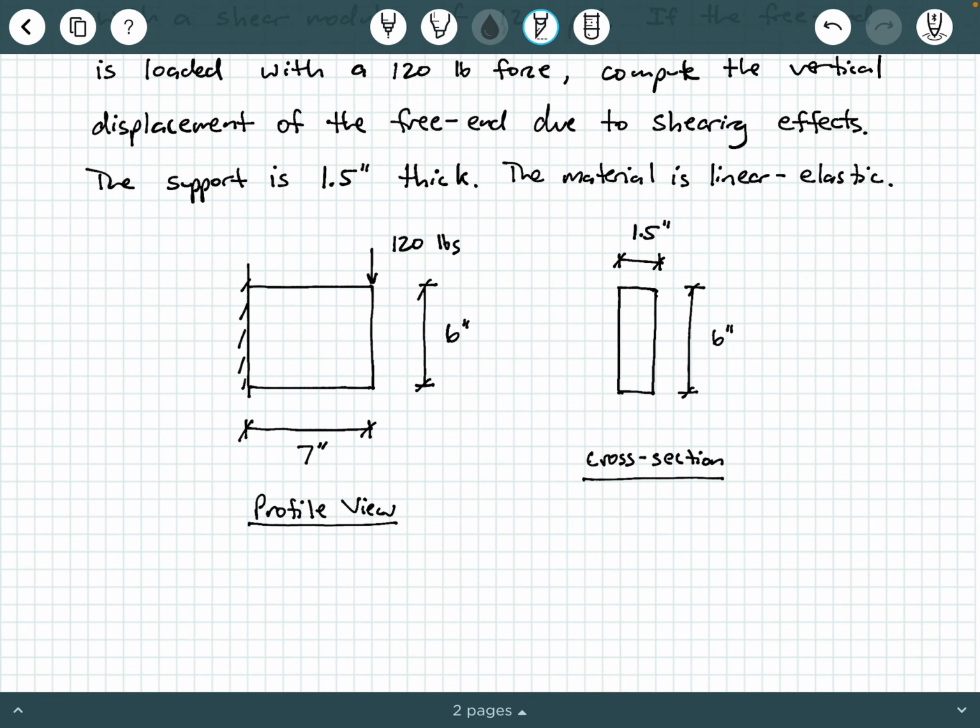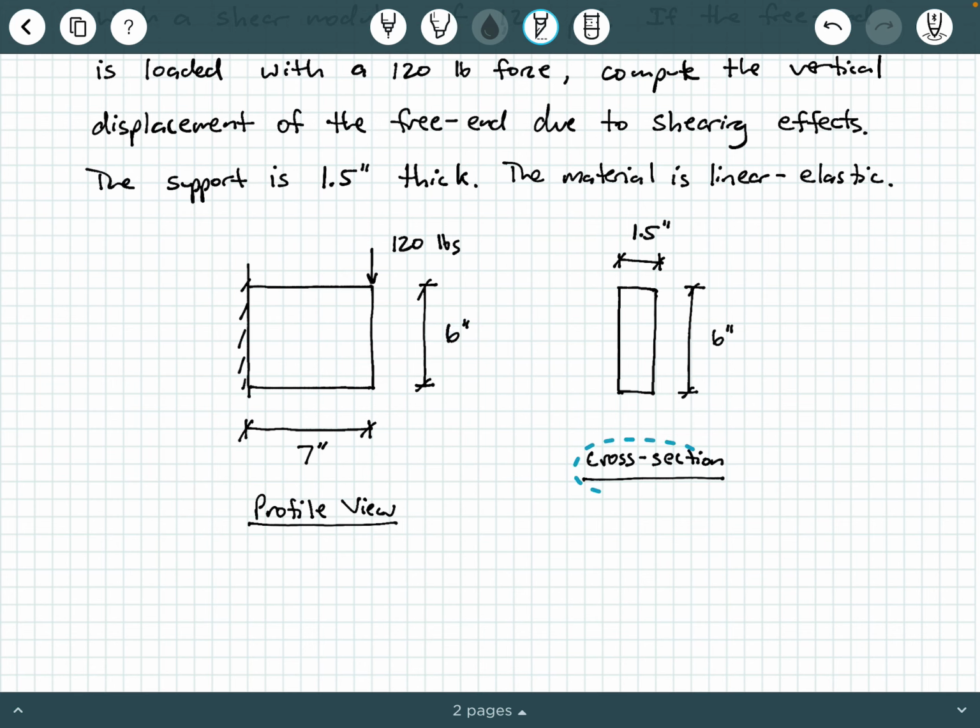All this is still given. So in a profile view, which is like looking at the side of this figure, we have a fixed connection here, and then we have this little cantilever support, or you could even think of it as a little cantilever beam, and we have this vertical applied load here of 120 pounds, okay? Now, the length of this little cantilever support is 7 inches, and the depth is 6 inches, all right? Now, if we look at a cross-section view, what we're going to see is the 1.5-inch thickness along with the 6-inch depth. This 6-inch depth is the same as this 6 inches.